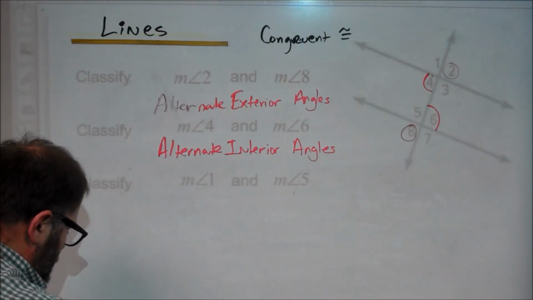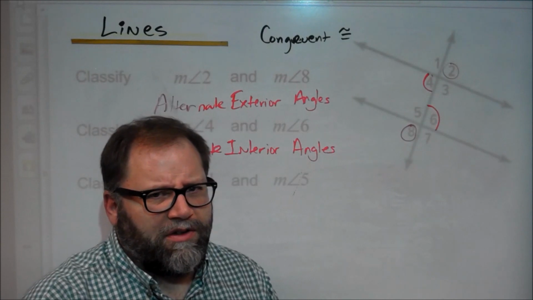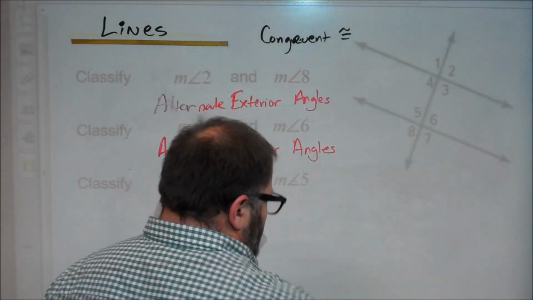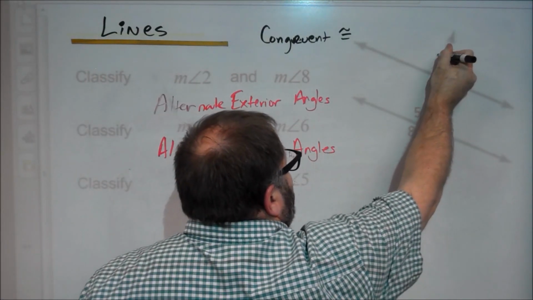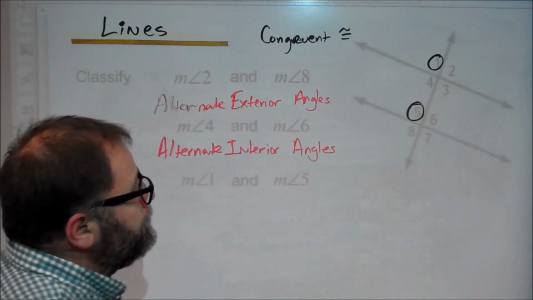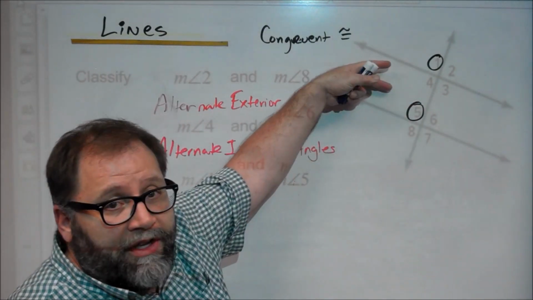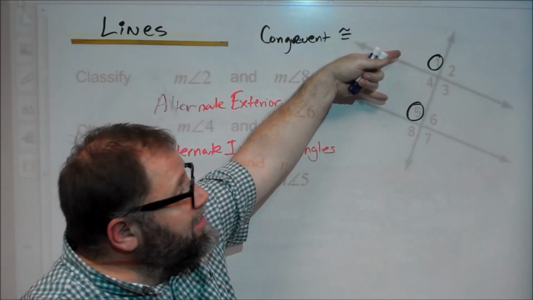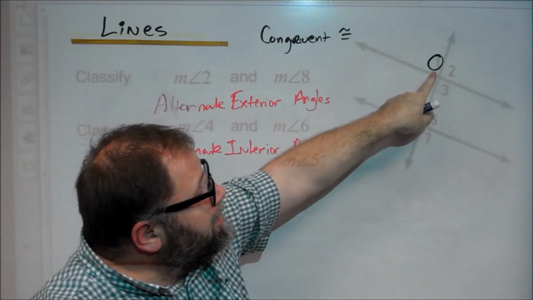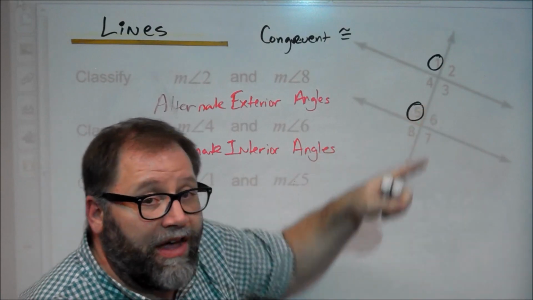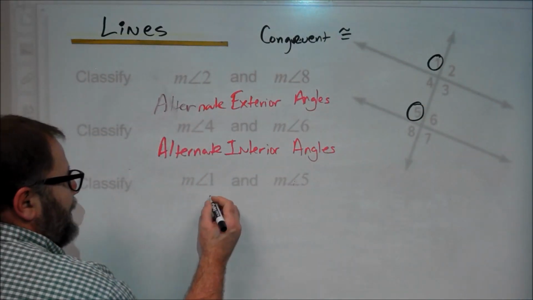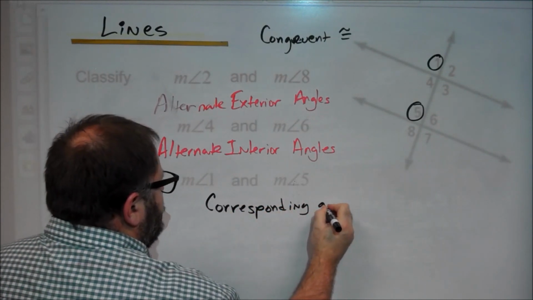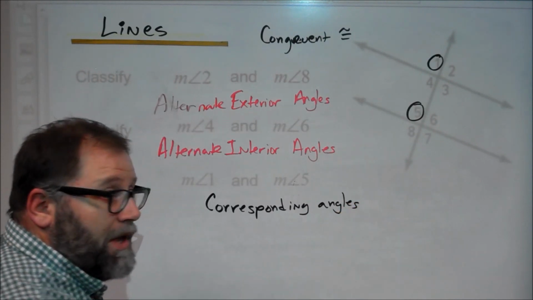Now we got one more. There's 3 examples for classifying, so I wonder which one this one's going to be. We got angle 1 and angle 5. Okay. Are they both on the interior? No. Are they both on the exterior? No. Are they in the same place in relation to the 2 lines? This one is in that angle, this one is in that. They are. So angle 1 and angle 5 then are corresponding angles. So in the future we'll know they're corresponding, which means that they're congruent.